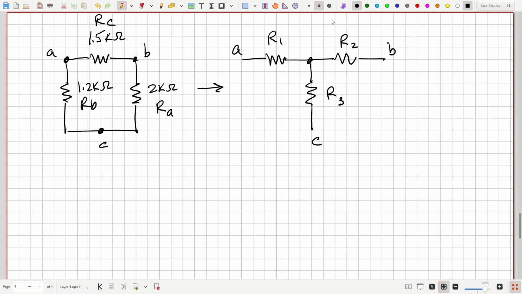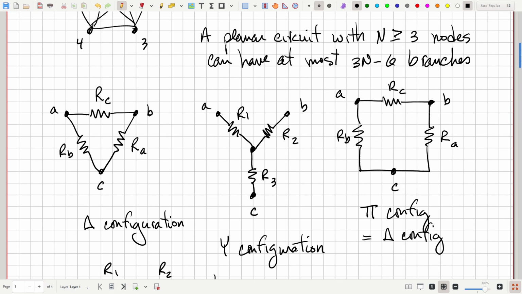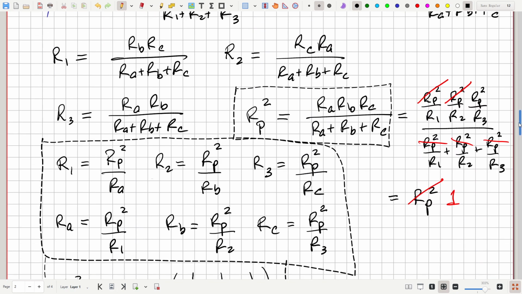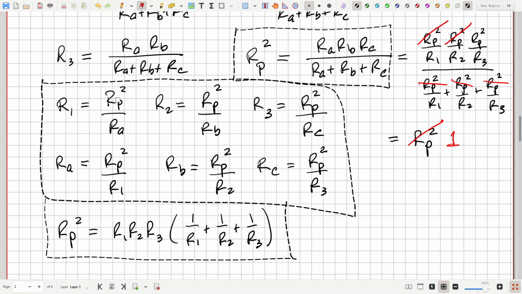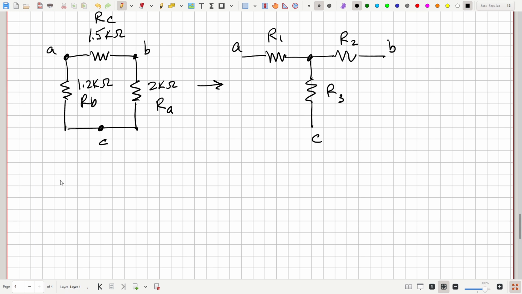Okay, how do we get R1, 2, and 3? Well, here's our formulas. RP squared over RA, and etc. So we need RP squared in terms of RA, RB, and RC. Here it is, product over the sum. So RP squared is the product.